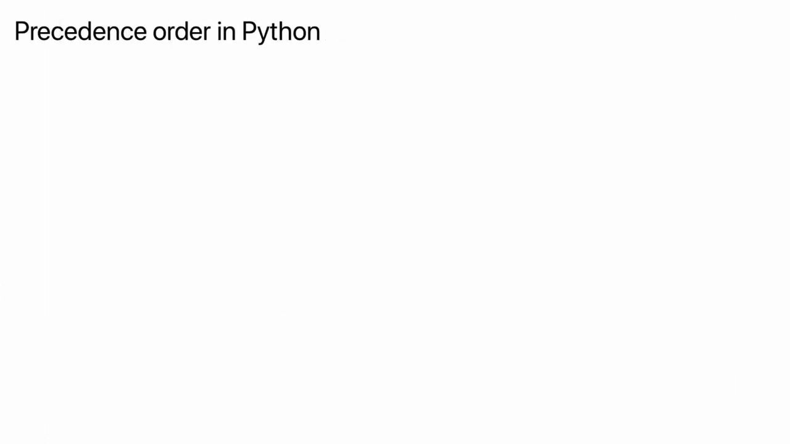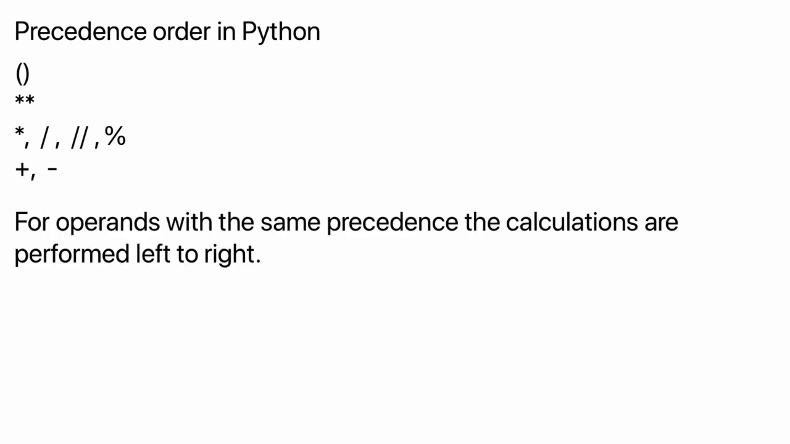The precedence order in Python matches what you most likely learned in a math course. Parentheses have the highest precedence, then exponentiation, then multiplication, division, and the remainder are at the next level of precedence, and finally addition and subtraction are at the lowest level of precedence. For operands with the same precedence, the calculations are performed left to right.